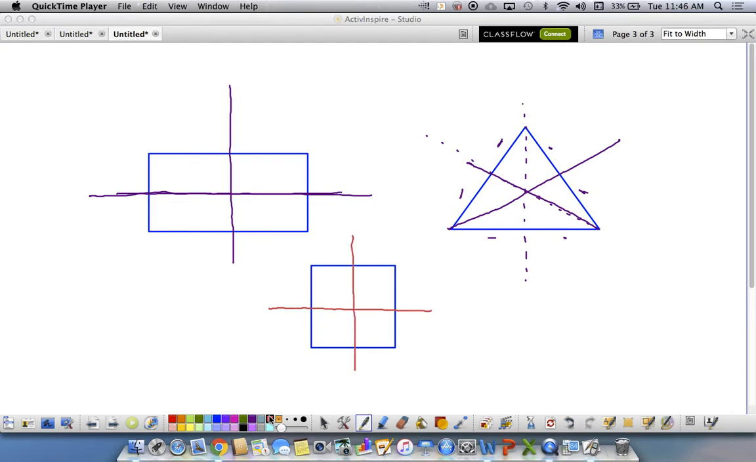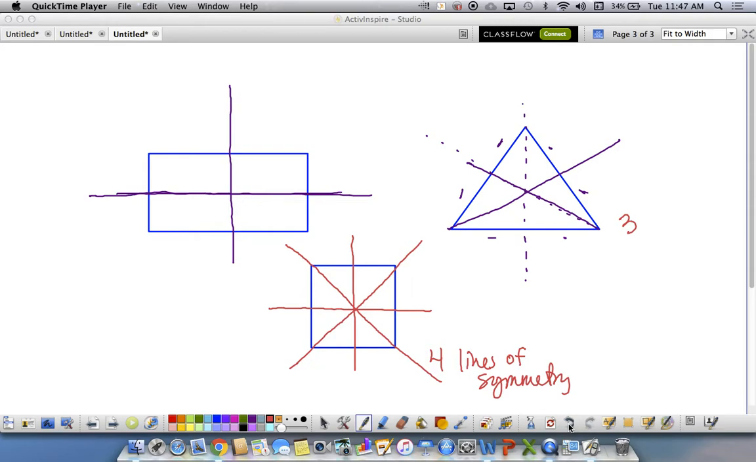Okay, but is there another one for this square? What about diagonal to diagonal? Oh, we're going to pretend that was a straight line. What about the other diagonal? It has 4 lines of symmetry. A regular triangle has 3 lines of symmetry. Okay?